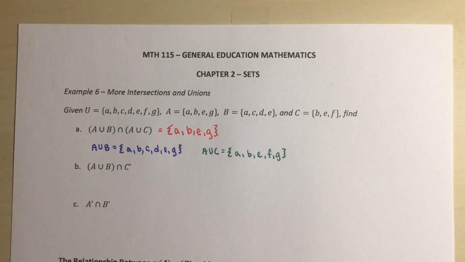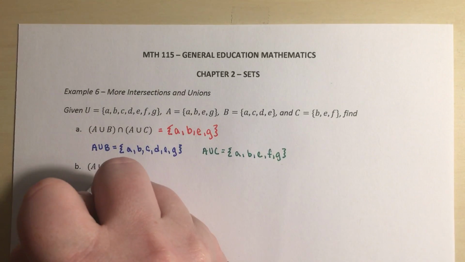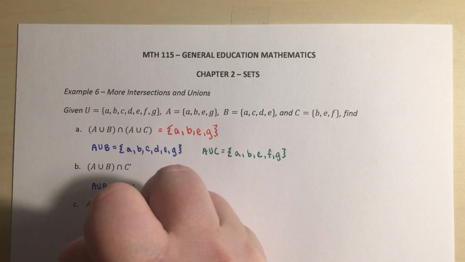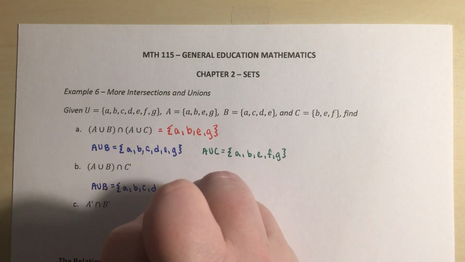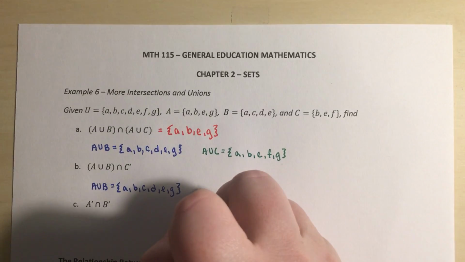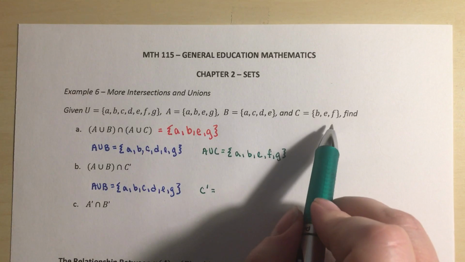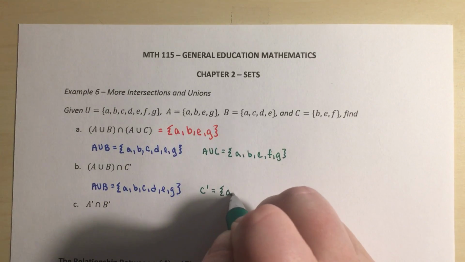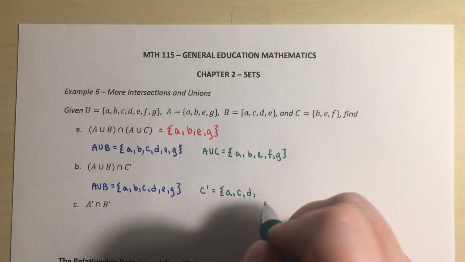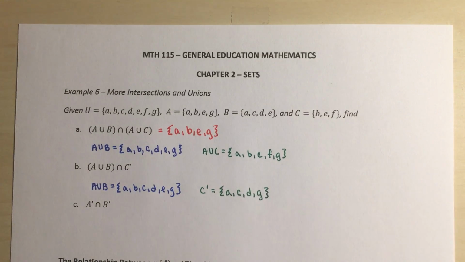Right, for example B, we're going to do something similar. We're going to start by looking at each of our separate pieces here. So A union B, we actually just found in example A, so I'm just going to copy that down right now. Now we need the complement of C. So we need anything that's not in C. So that's going to be A, C, D, not E or F, and G. So A, C, D, and G are in our complement of C.